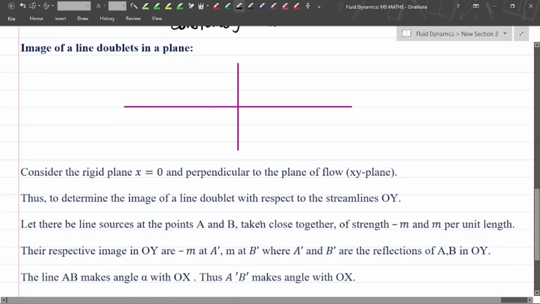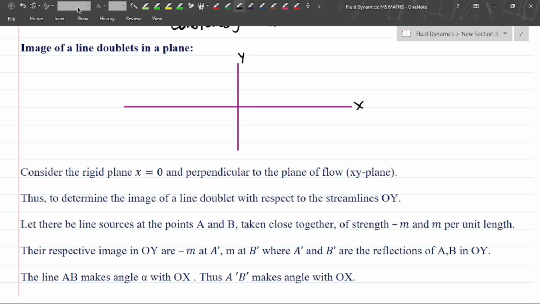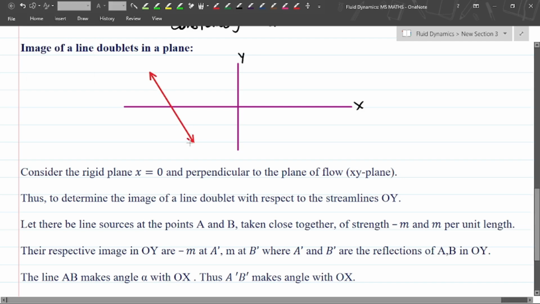Suppose we have a line doublet such that this is my x-axis and this is the imaginary axis, the y-axis. Here the source, or basically the doublet, means the combination of a sink and a source. I say this is plus m and this is minus m. It means it is a sink and a source. It makes an angle alpha with the x-axis, and then pi minus alpha.